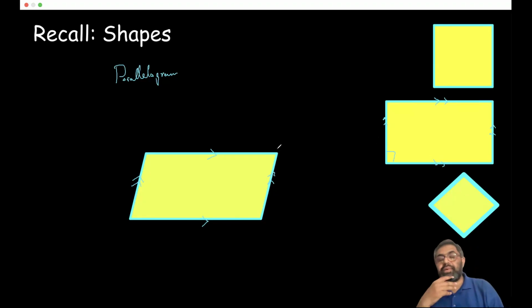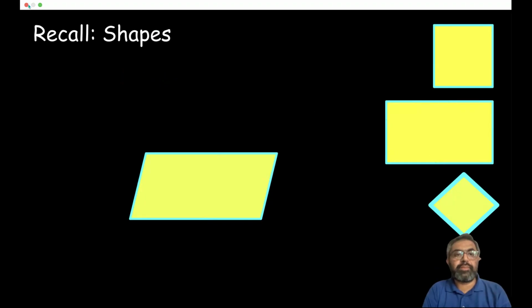If a rectangle falls into parallelogram, then it means a square also falls into parallelogram. So a square is also a special kind of parallelogram in which opposite sides are equal to each other, parallel to each other, and the angle between adjacent sides is 90 degrees. So we go to the next shape.